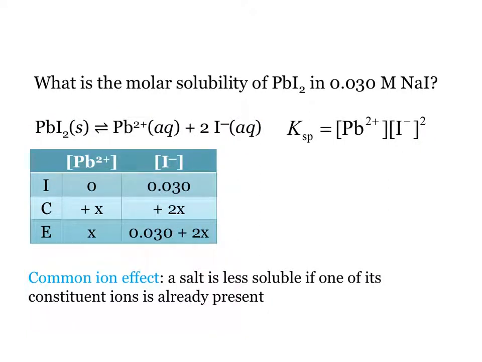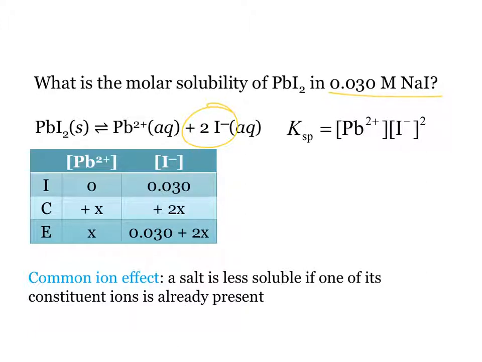What if we wanted to calculate the molar solubility of lead 2 iodide in a solution of 0.030 molar sodium iodide? Here, iodide is an ion common to our dissolving solid. So we know that our solid is going to be less soluble compared to the molar solubility in pure water. Let's prove this fact by working through the ICE table.